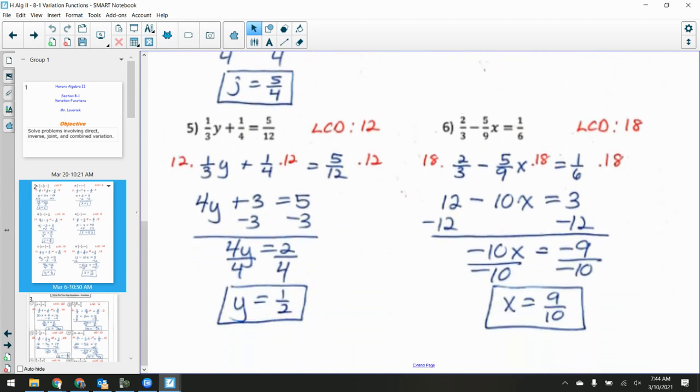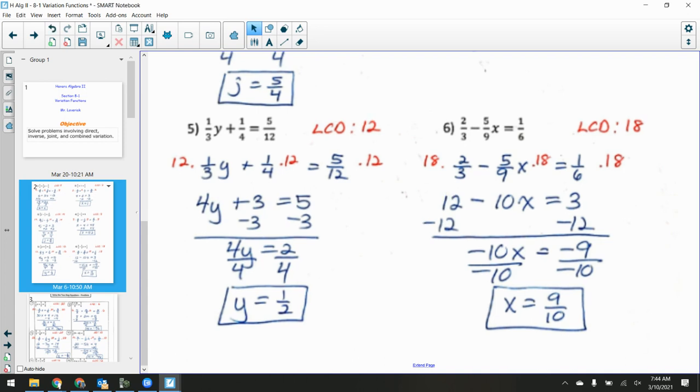And then here's 5 and 6. Number 5, the LCD is 12, or 2 times 2 times 3. This cross cancels with one of the 3's to leave a 2 times 2, or a 4. Times y is a 4y. This cross cancels here with just a 4, leaving the 3 on top. So 1 times 3 is a 3. This cross cancels with the full 12 to get a 5. Subtract the 3, divide.